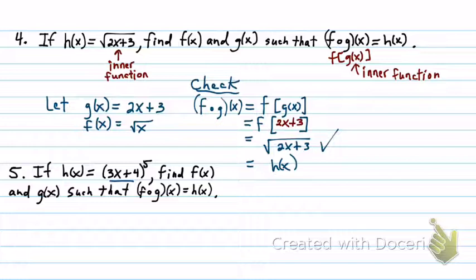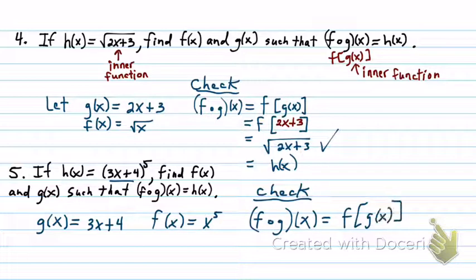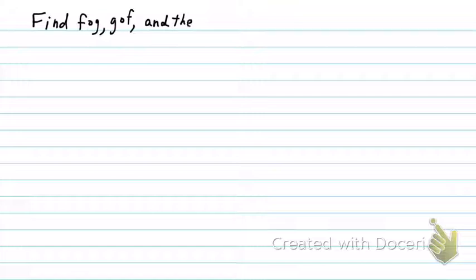Alright, so 3x plus 4, that's going to be our inner function, so there's your g. And notice we're taking that value to the 5th power, so our outer function is going to be x to the 5th, or the idea that we're taking something to the 5th power. So again, if you want to check this, let's find f of g of x. And so we'll plug in 3x plus 4, because that's g of x. And notice we do get 3x plus 4 all to the 5th power. So it did work.